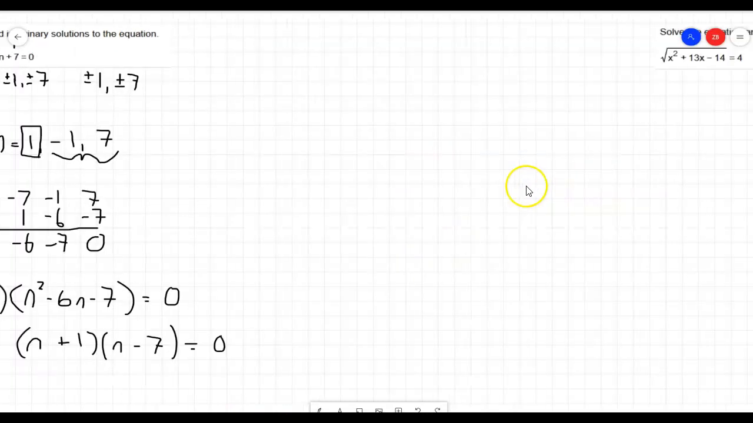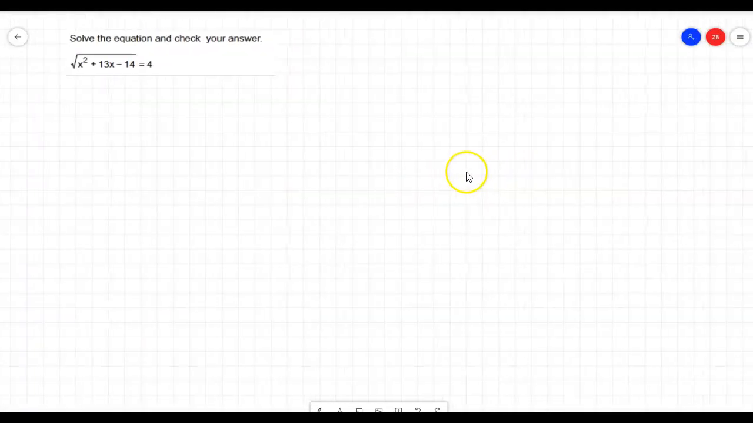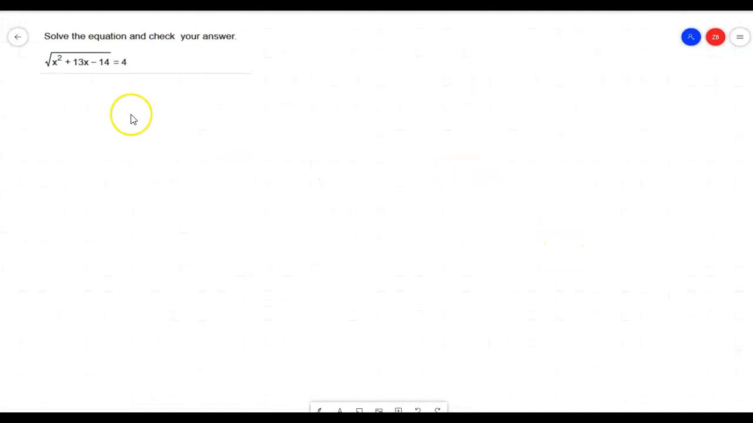I don't want to keep this video too long, but I want to give you some nice things to work on. So here we say solve the equation and check your answer. Now there's a good reason that it says check your answer, and that's because when we're dealing with square roots like that, we often have to square both sides. And whenever you square both sides of an equation like this where we have variables in there, we're often going to get what's called extraneous solutions.